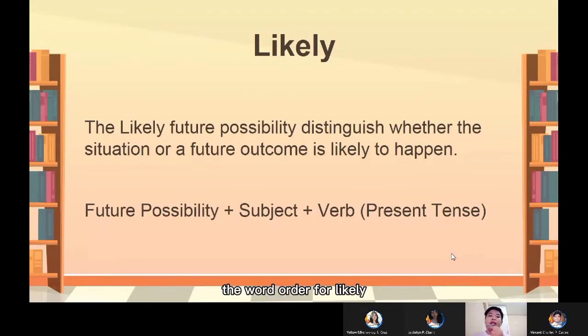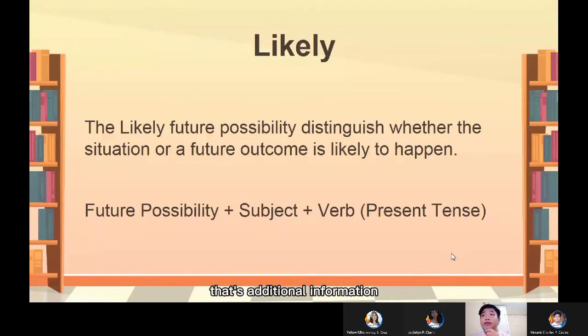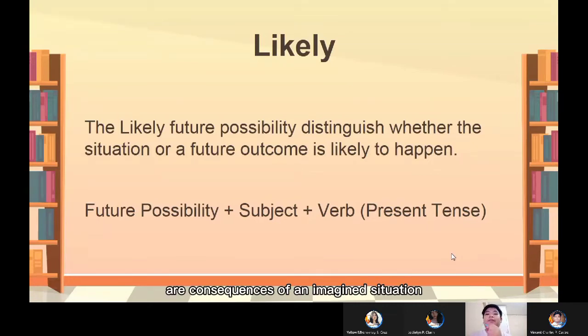The word order for likely starts with future possibility, plus what if or suppose, followed by the subject, and then the verb, which is in the present form. Class, take note of this. This is very crucial. You are only using a present tense to not compromise the meaning that it wants to deliver. Class, additional information. What if here means what would happen if an imagined situation occurred, and then suppose refers to consequences of an imagined situation.